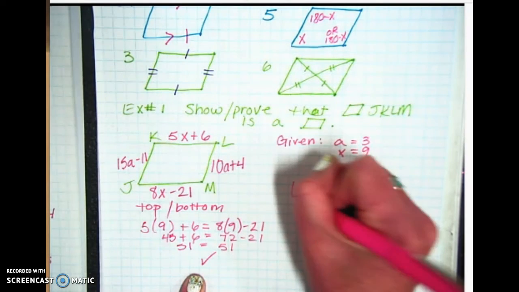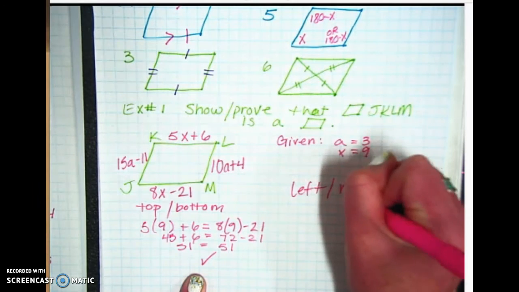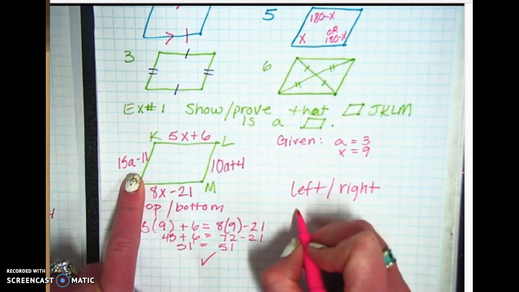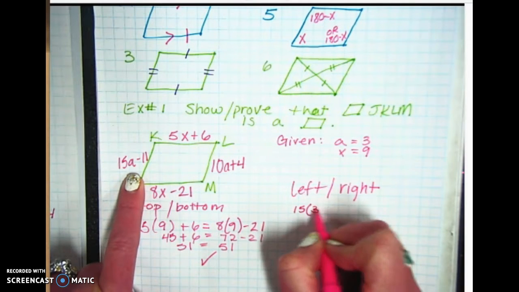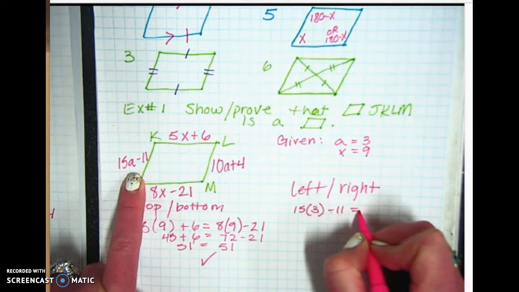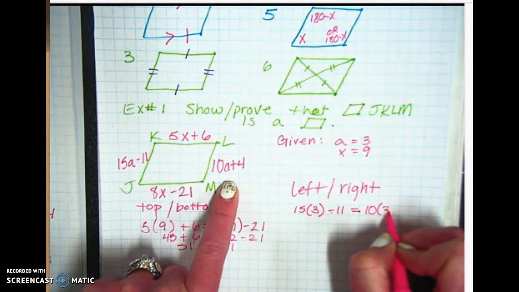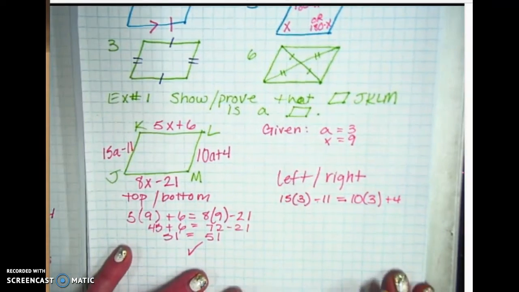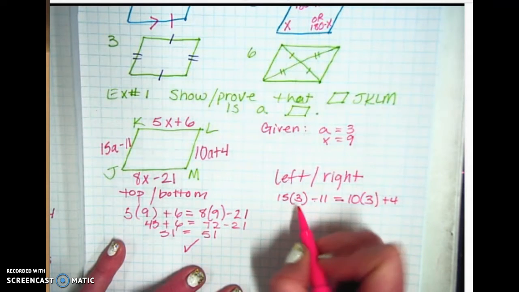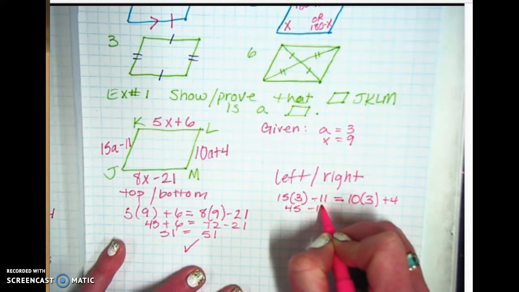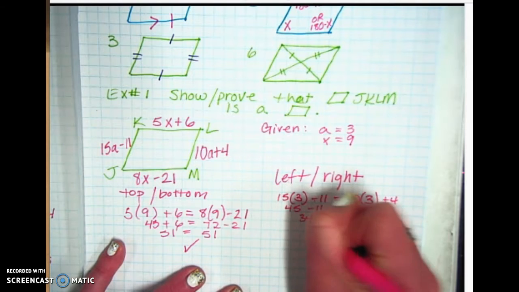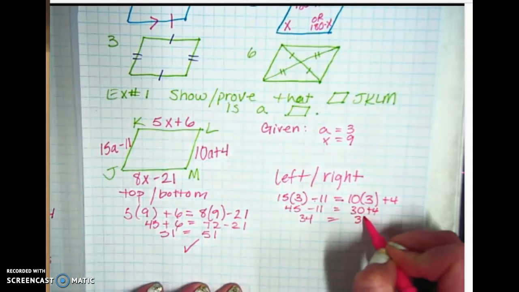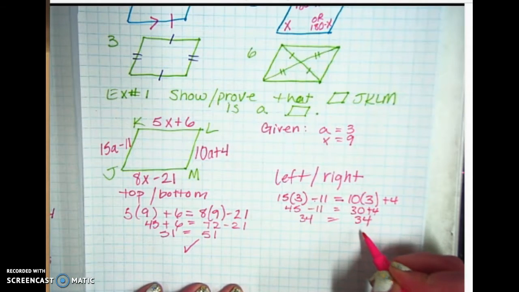Now we need to do left and right. The left and right have a, so we're going to plug in 3. So let's go 15 times 3 minus 11. Set that equal to 10 times 3 plus 4. And then go ahead and simplify. So 15 times 3 is 45. 45 minus 11 more is 34. And then on the right, we've got 10 times 3, which is 30, plus 4 more is 34. So does 34 equal 34?